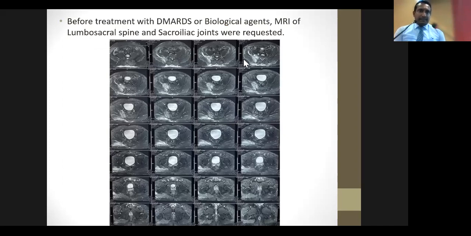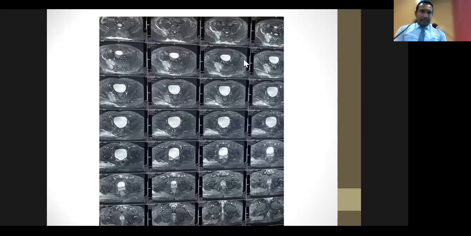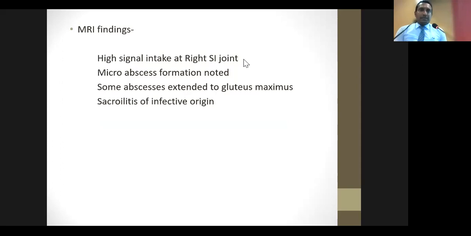As you can see here, there was high signal intensity over the right SI joint, and not only that, the reporting of the MRI came with another finding, which was microabscess formation. So high signal intensity at the right SI joint plus microabscess formation. Some of these abscesses extended to gluteus maximus too. So the sacroiliitis was of infective origin. So at this point, we knew that we were missing something.